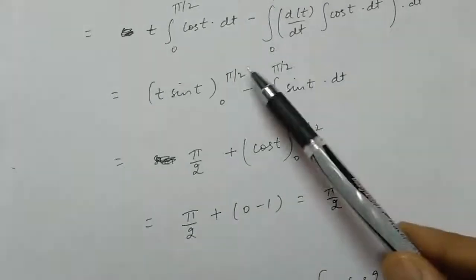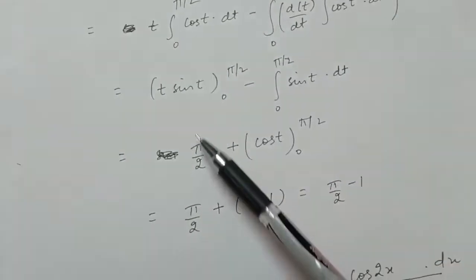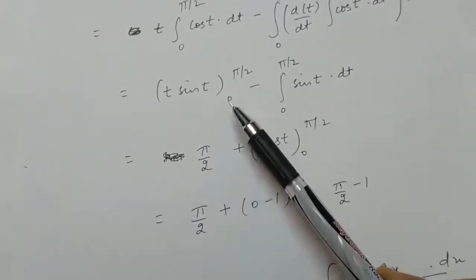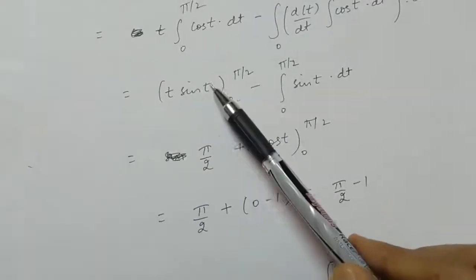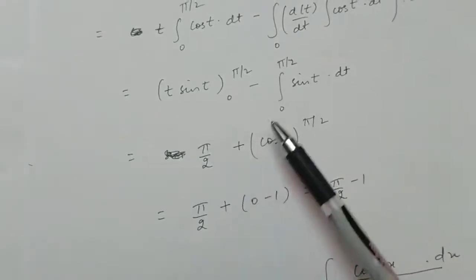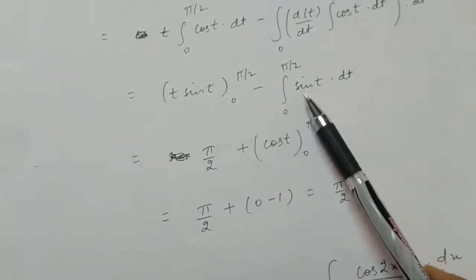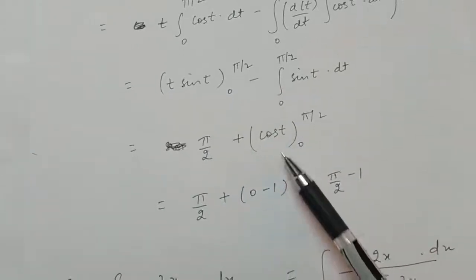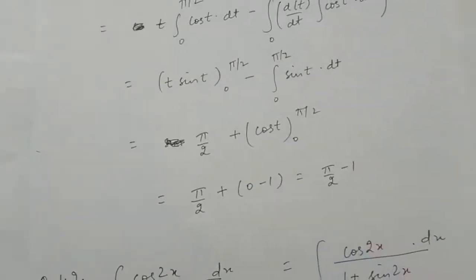When you put pi by 2, this will be pi by 2 into sin pi by 2, and sin pi by 2 is 1, so it will be pi by 2, minus when you put 0, this will be 0. Now integral of sin t is minus cos t, so this minus will become plus. Now put the limits. In cos t you will get the answer as pi by 2 minus 1.